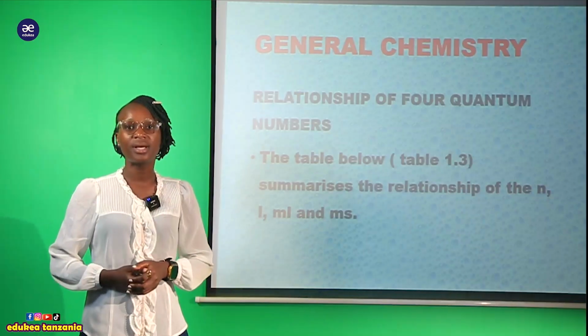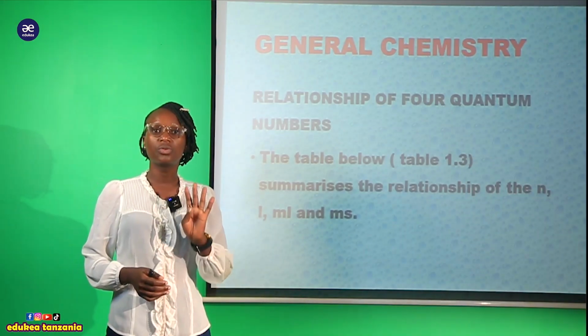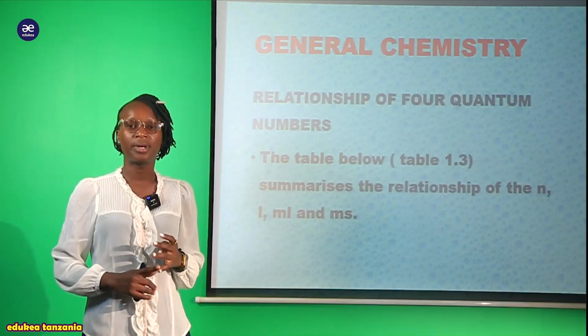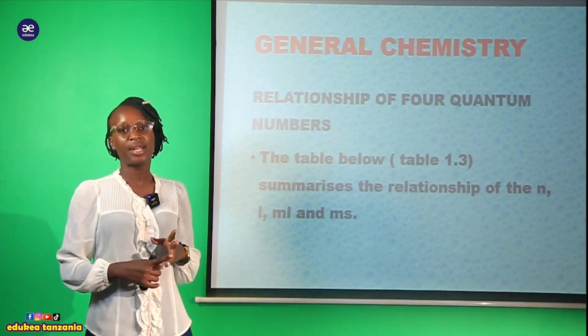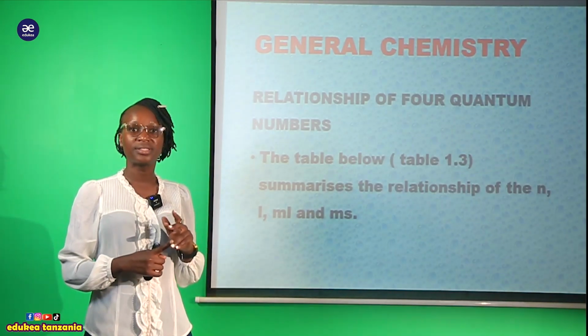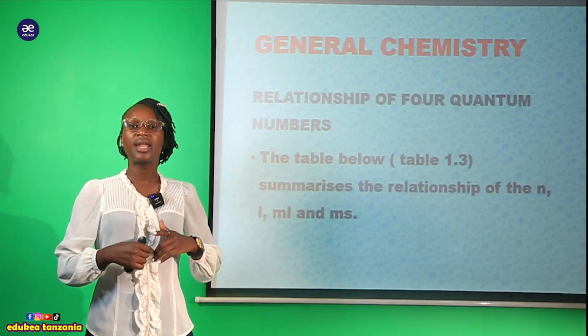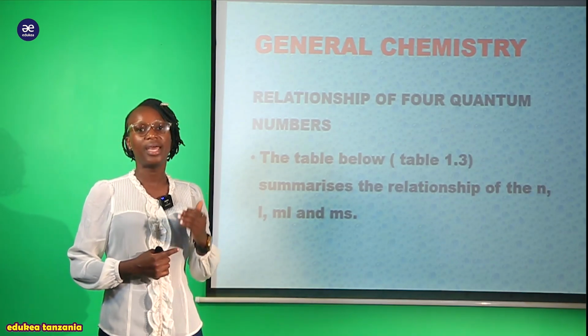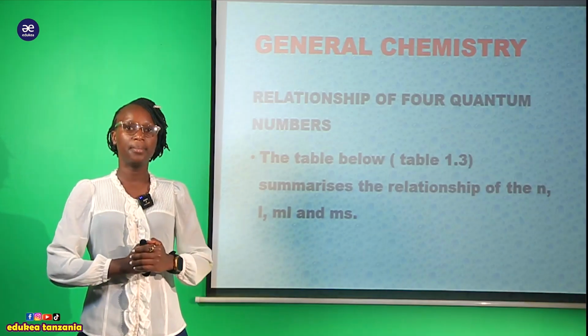Tukasema kwamba quantum numbers zimekuwa divided into four categories. Tukaona kuhusiana na principal quantum number, tukaona kuhusiana na the orbital angular momentum quantum number, tukaona kuhusiana na magnetic quantum number, and the last one is all about the electron spin quantum number.